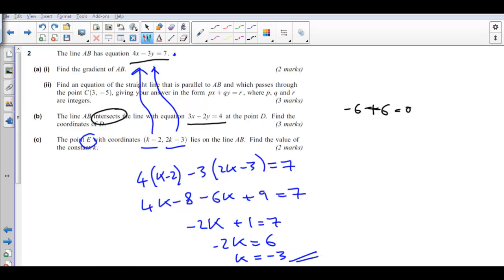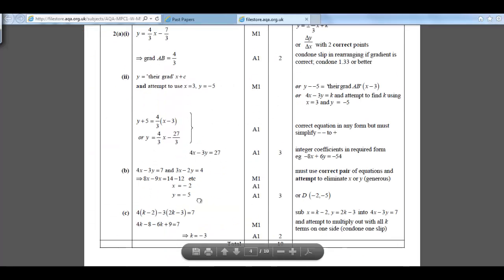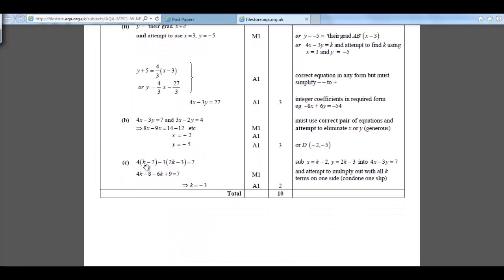2 marks. How do we do? We're down here this time. There we go. There's our bracket that we're bunging everything in, put it all together, substituting in. So we'll expand it all out, and we get k is equal to minus 3. So 1 mark for attempting to multiply out. We're allowed 1 mistake, and 1 mark for the final answer.